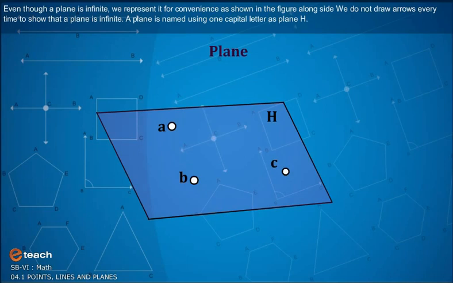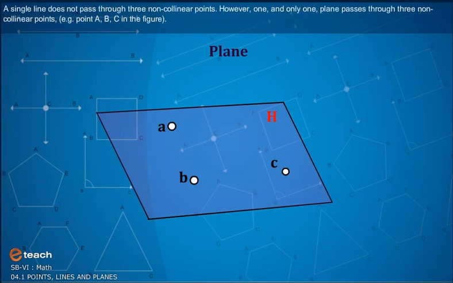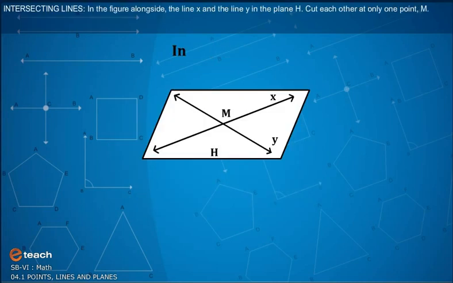A plane is named using one capital letter as plane H. A single line does not pass through 3 non-collinear points. However, one and only one plane passes through 3 non-collinear points. For example, point A, B, C in the figure.